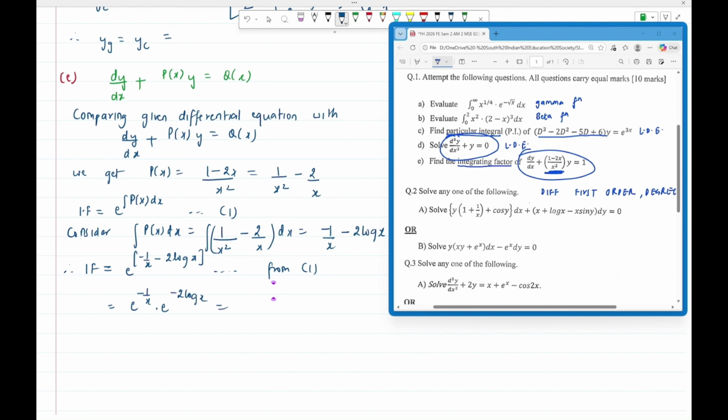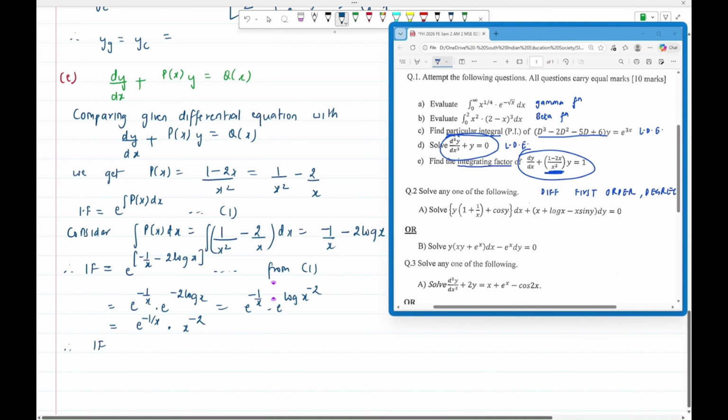Now in the second factor we see that there is a log, so we will choose to cancel out the log and the exponent. So we can rewrite the second factor as log of x raised to negative 2. Thus we get that the integrating factor will be e raised to negative 1 by x, and the second factor is going to be x raised to negative 2. And we can conclude that the integrating factor is e raised to negative 1 by x divided by x square. So that's the solution for sub-question 1e.